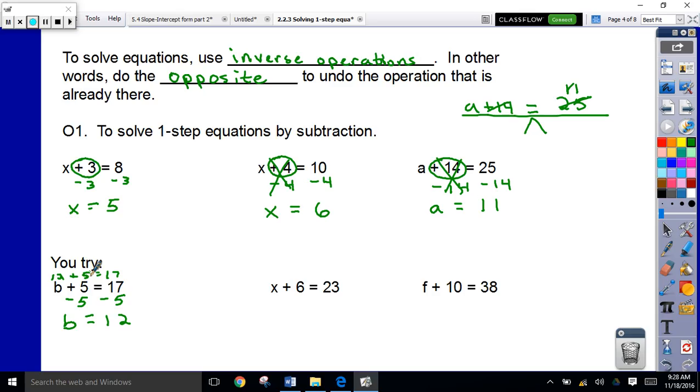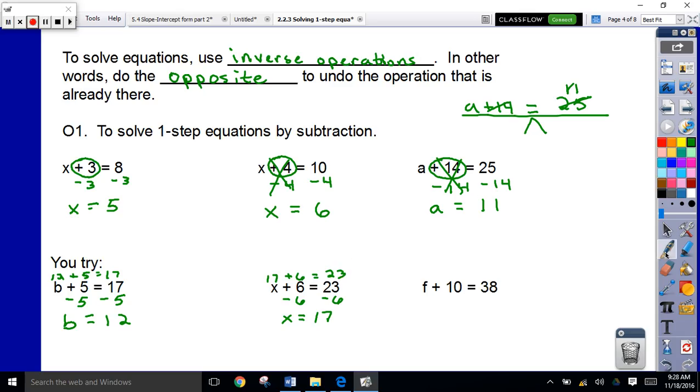Okay, next one, Ben. 6 minus 6, then 23 minus 6, then x equals 17. Very good. And we can check that. 17 plus 6 should equal 23.